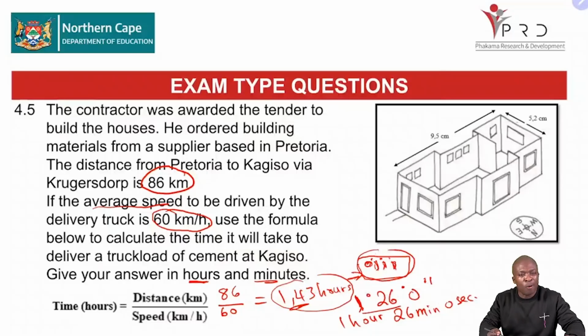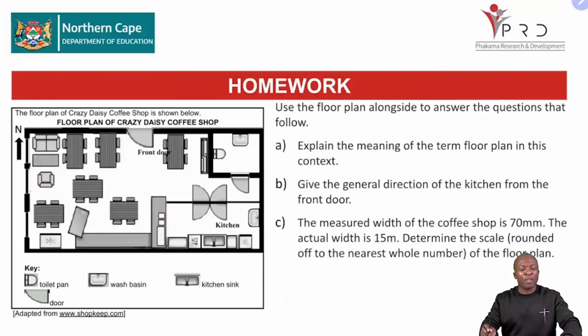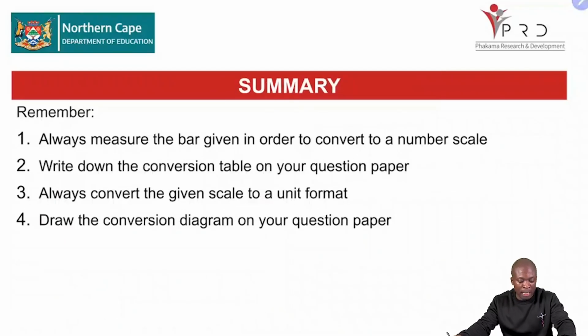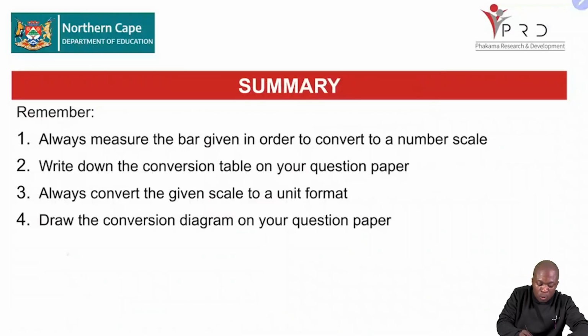And then you're going to get a lot of marks for being able to write your answer in hours and minutes. So thank you very much for being with me. Now I'm giving you a little bit of homework. I need you to try it so that you come back and give it to your teacher. And I'm very much confident that you'll do very well. Remember again, always measure the bar given in order to convert the bar scale to become a number scale. Write down the conversion table on your question paper. Always convert the given scale to a unit format and draw the conversion diagram so that it does not stress you a lot. Here's your AD, MD, and SM.